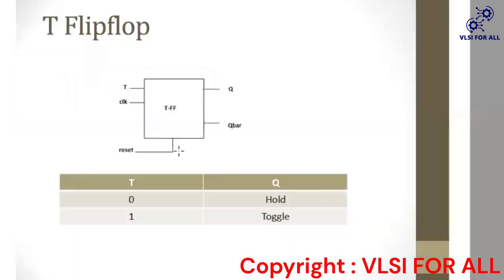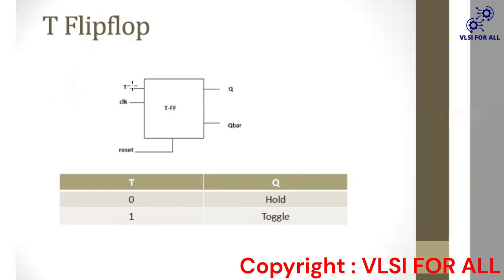Now we will see the T flip-flop. In the truth table of the T flip-flop, we know that when T equal to 0, it will hold the previous output, and when T equal to 1, it will toggle the previous output. Like when T equal to 1 and the previous output is 0, the new output will be 1. When T equal to 0 and the previous output is 0, it will be 0 because it will hold the previous state for T equal to 0.